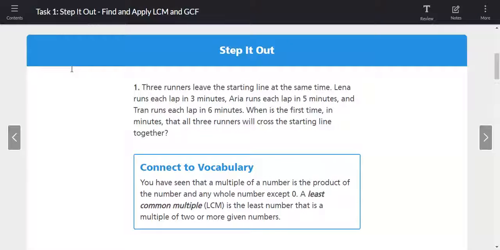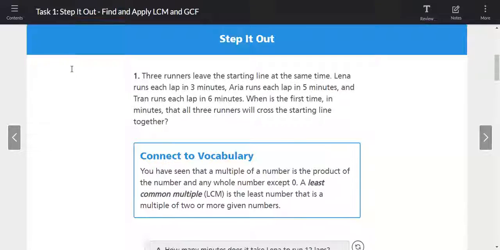3 runners leave the starting line at the same time. Lena runs each lap in 3 minutes. Aria runs each lap in 5 minutes, and Tran runs each lap in 6 minutes. When is the first time in minutes that all 3 runners will cross the starting line together?